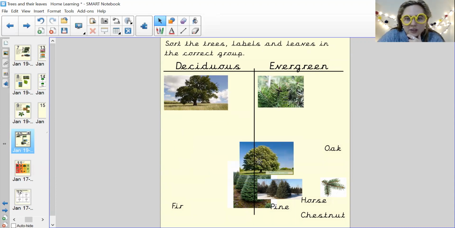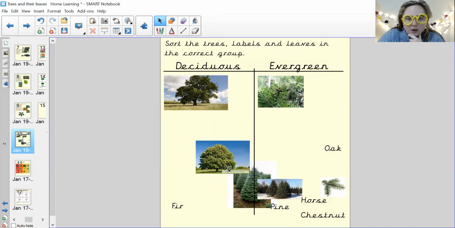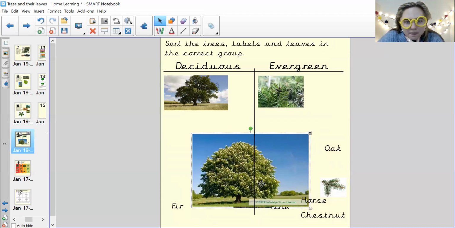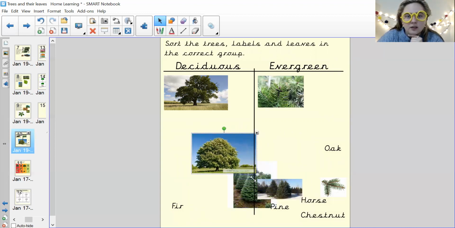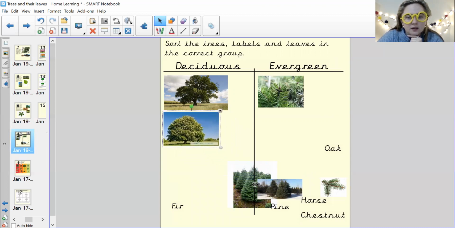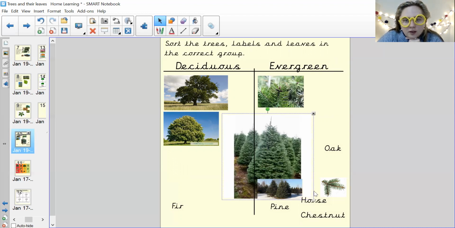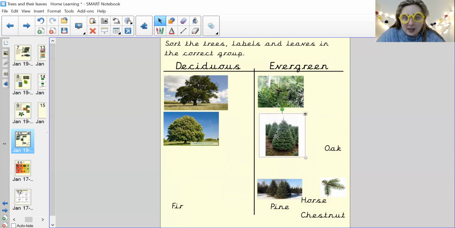Okay, help me out. What do you think this one is? It's beautiful, isn't it? Which side do you think? Deciduous or evergreen? Deciduous, well done. Let's put it on that side. Okay, how about this one? Deciduous or evergreen? Spiky leaves, small leaves, so evergreen.